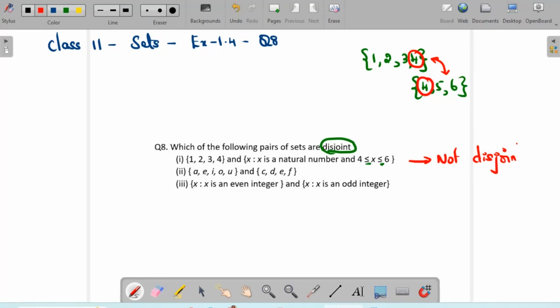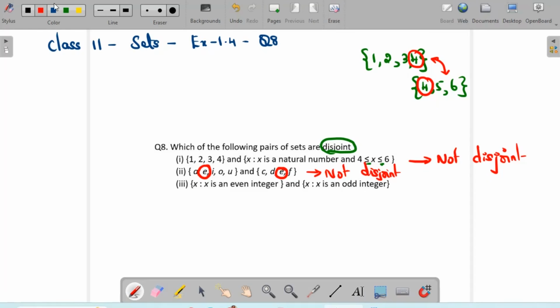Now let's move on to the second subdivision. In the second subdivision, the set is A, E, I, O, U. And in the second case, it is C, D, E and F. So in comparison, we see that E is common to both these sets. So this means there is at least one element that is common to these two sets. This means these two sets are not disjoint. So again, I'm closing that out.